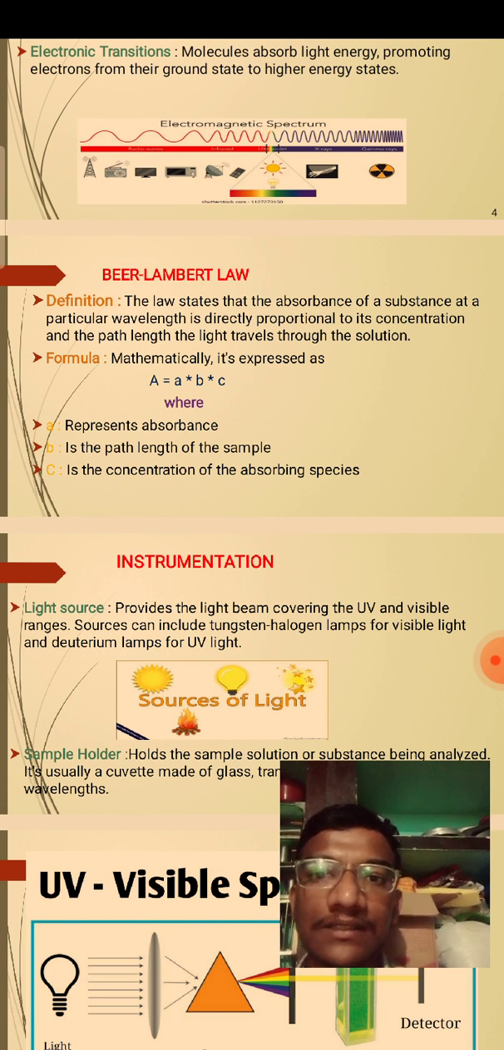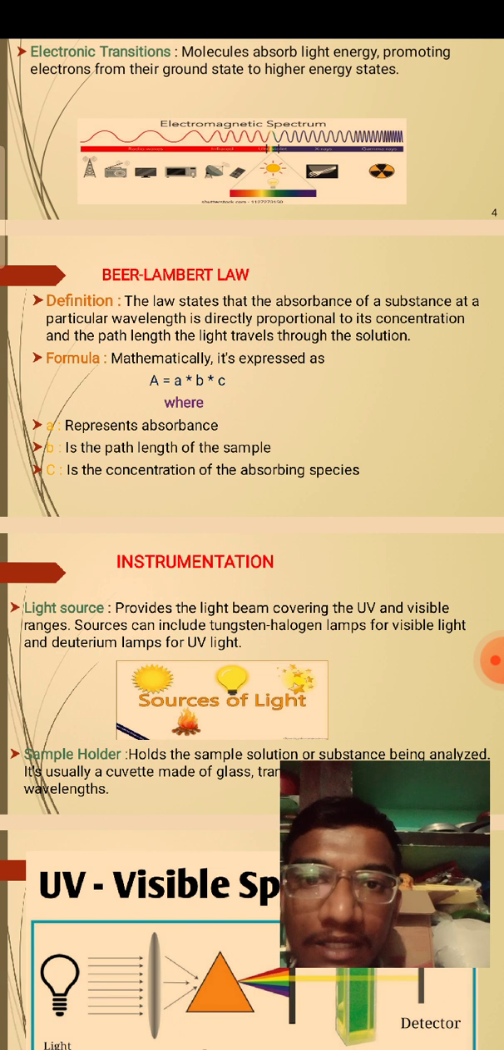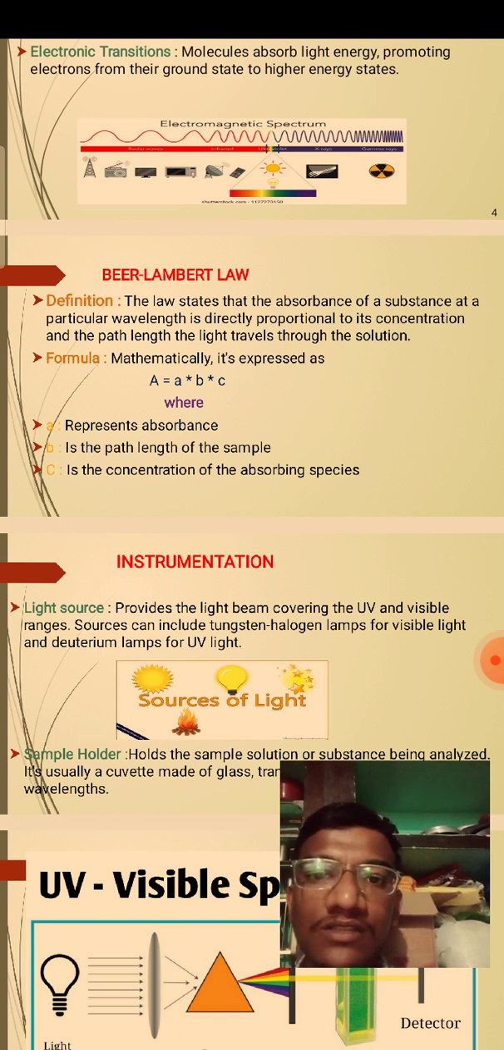Now we can see the formula for Beer-Lambert's law. Mathematically it's expressed as A = a × b × c, where a represents absorbance, b represents the path length of the sample, and c is the concentration of the absorbing species.